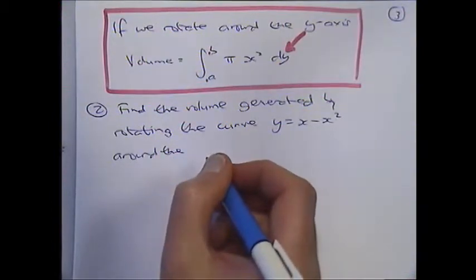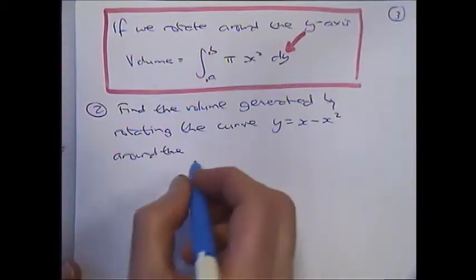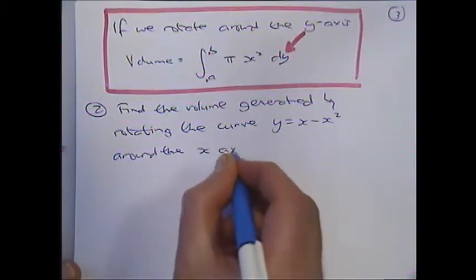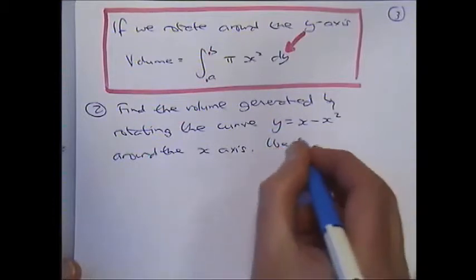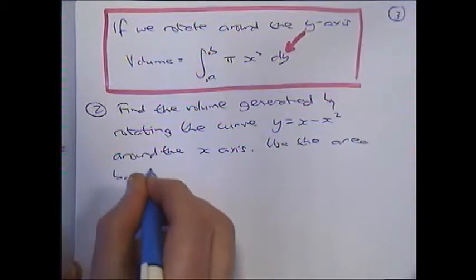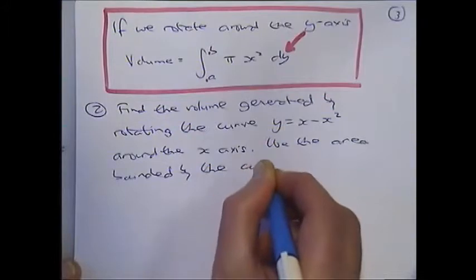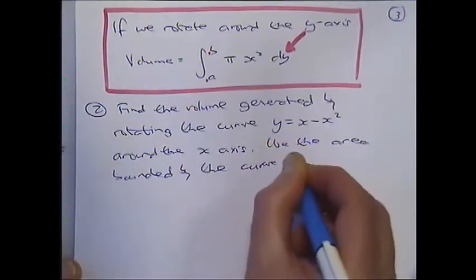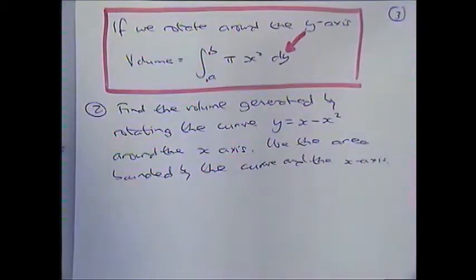so I said we're going to do one around the y-axis. This is another around the x-axis one. A bit disappointing, really. Find the volume generated by rotating it around the x-axis. There is a around the y-axis one coming soon. We will use the area bounded by the curve and the x-axis. I promise there's a y-axis one coming.